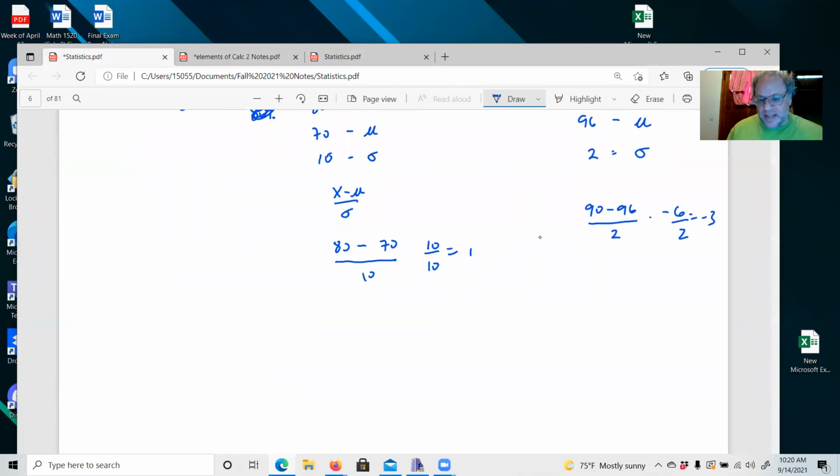So relative to the class, your z-score is 1. You did 1 standard deviation above the average, whereas the University of Phoenix student did 3 standard deviations below the average. Now remember, the further away you get from the average, the less likely it is. 3 is a big number for a z-score. Usually your answers are going to be between 2 and negative 2. Most of them are going to be between 1 and negative 1. But if you end up with a negative 3, that's far enough away to say, well, that's an unusual observation. Something weird happened here.